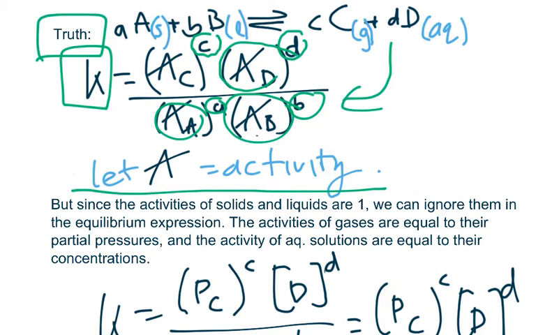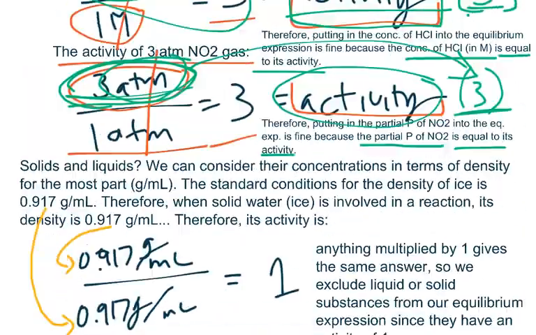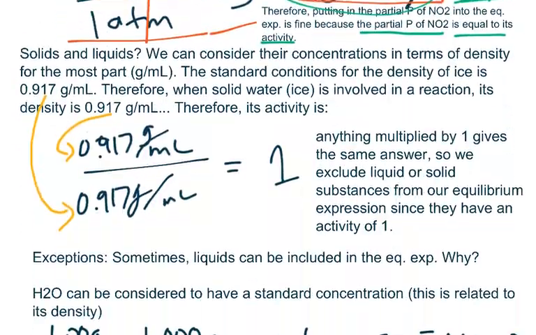So equilibrium expressions are actually based on a concept known as activities, but since the activity is equal to molarity and pressure in atmospheres, you could instead plug in molarity and atmospheres into the equilibrium expression instead of the activity, and that's much easier to do. But before we continue, let's talk about why we can't plug in solids or liquids.